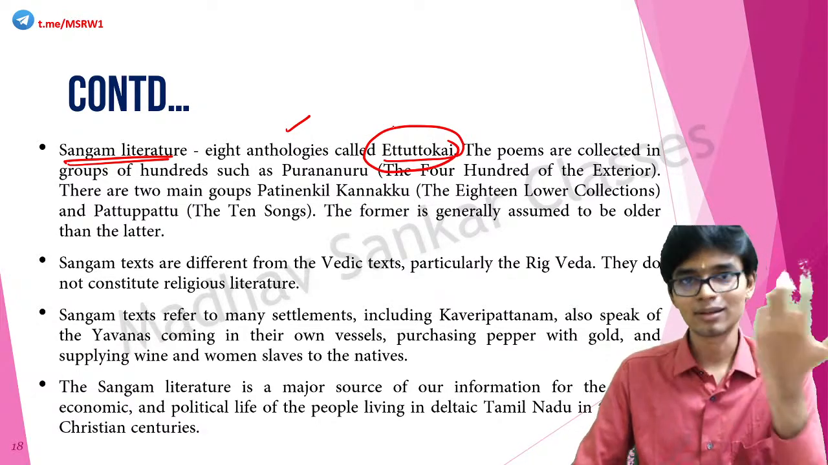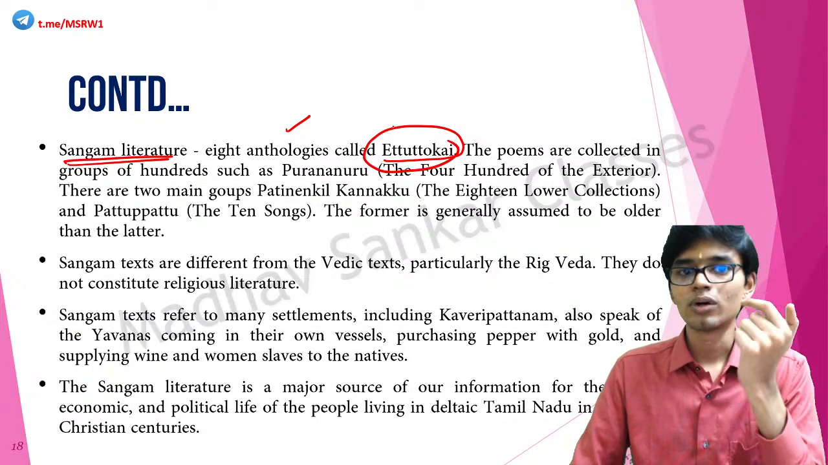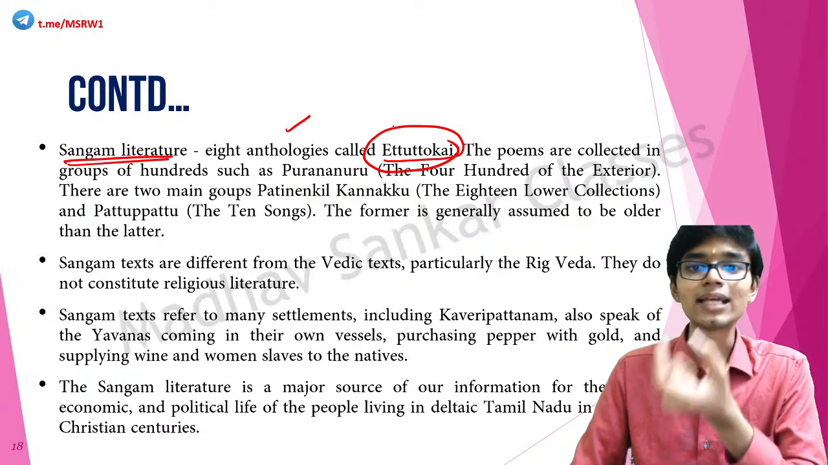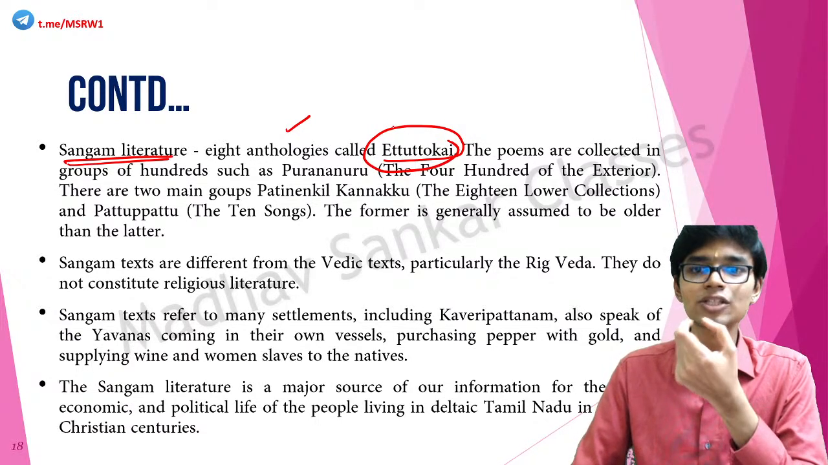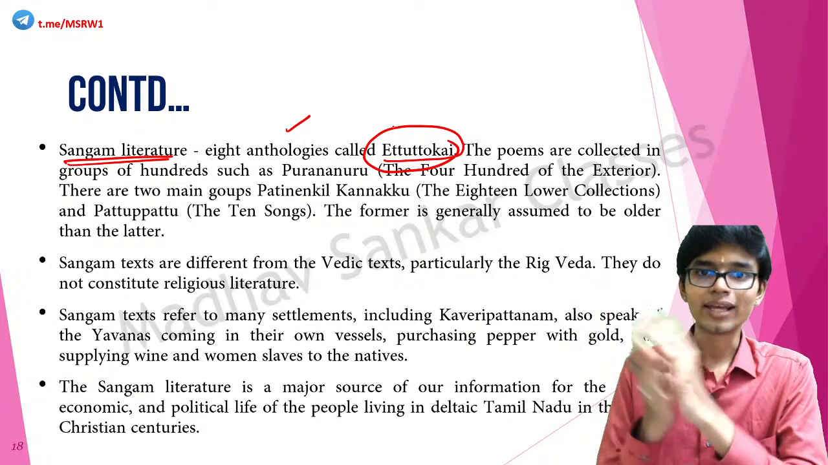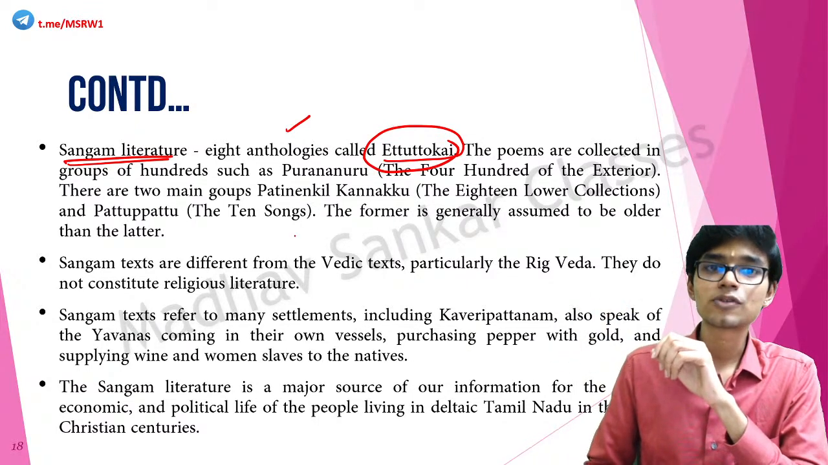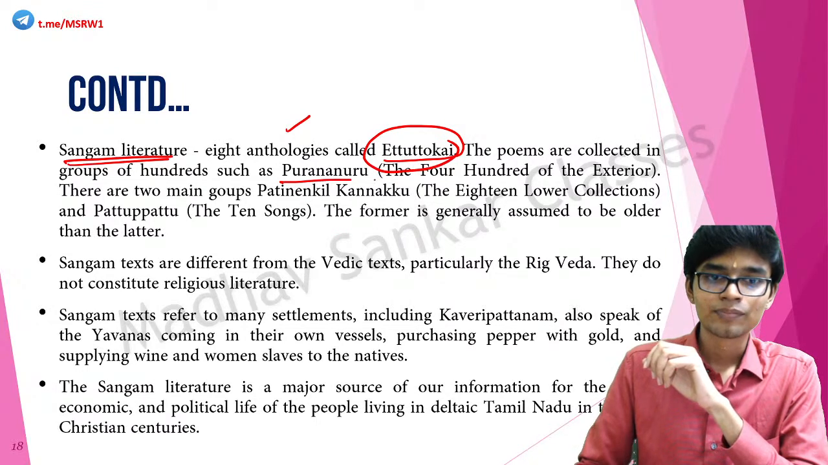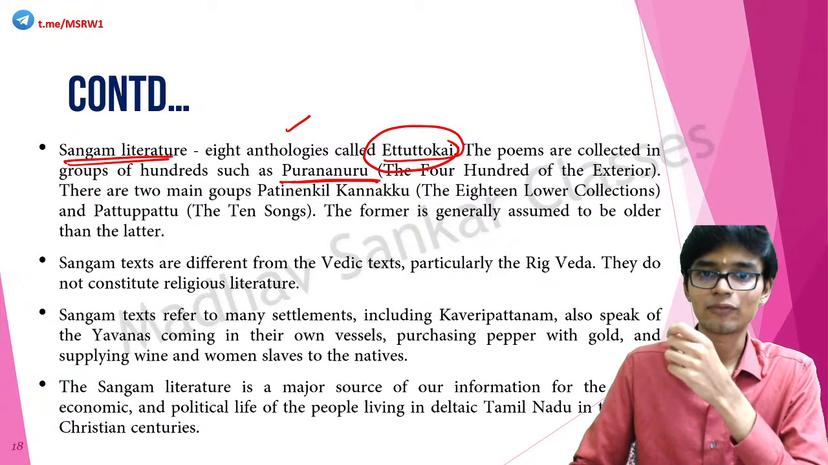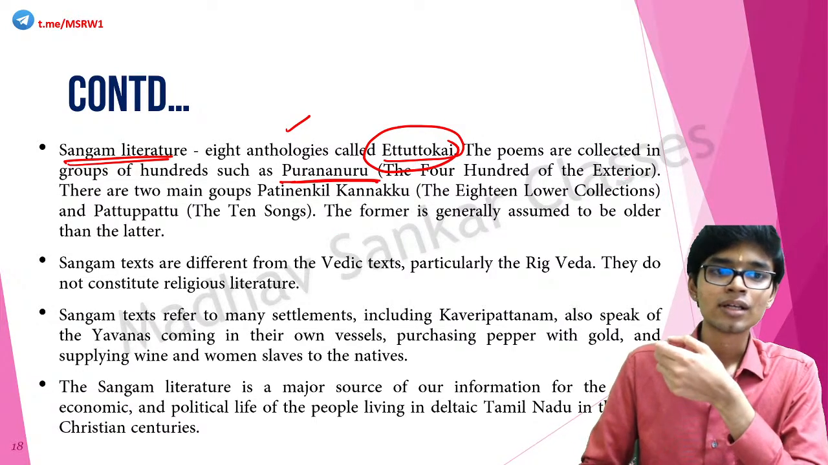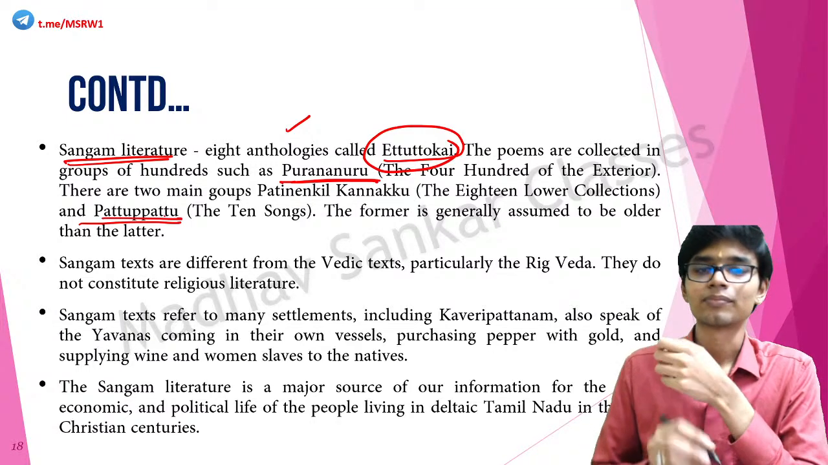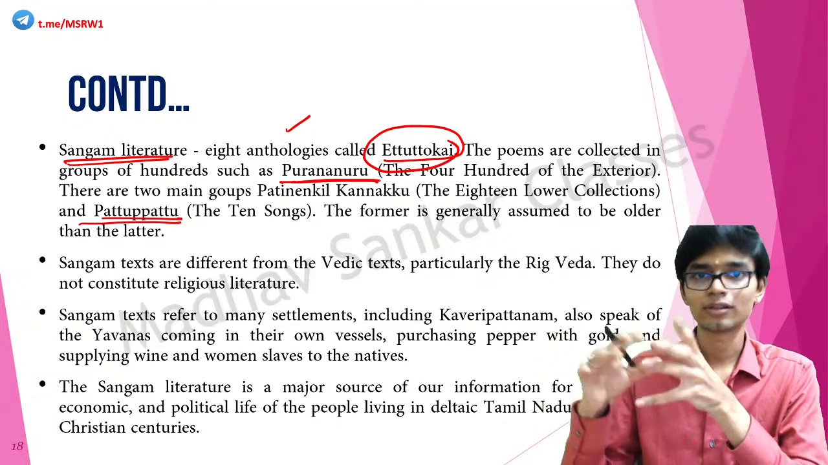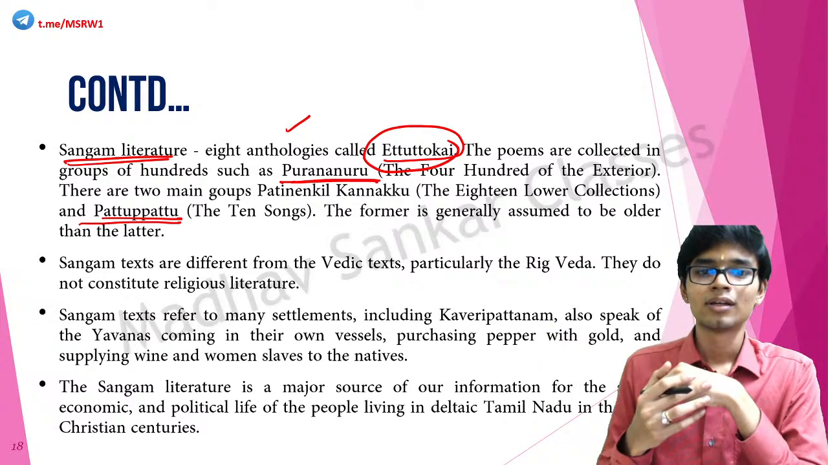In Malayalam and Tamil, Ettu means 8. So, Ettu Tokkai means 8 anthologies. This is actually a group of 8 anthologies collected in groups of hundreds, such as Purananuru, the 400 of the exterior, and the Pattupattu, the 10 songs. Pattu means 10. So, Pattupattu means 10 songs.